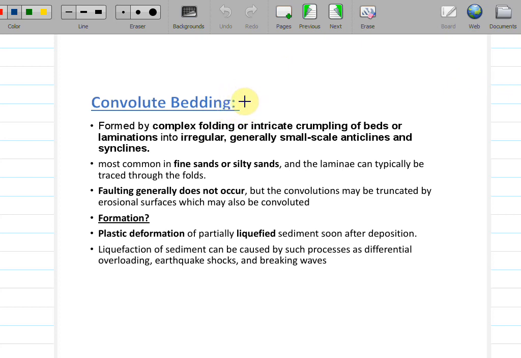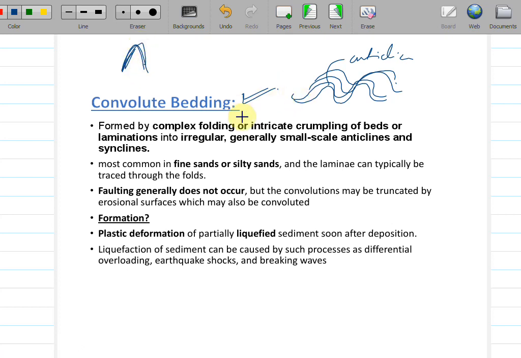So first one is your convolute bedding. Okay, so convolute bedding में basically what is happening, you have your intricate crumplings of beds or laminations. Okay, तो basically यहाँ पे क्या होता है, small scale anticlines. Okay, anticlines, you know that anticline is basically a fold. Okay, like this. So pretty basics to understand. तो छोटे छोटे folds यहाँ पे anticlines होते हैं, in which both limbs are down dipping.